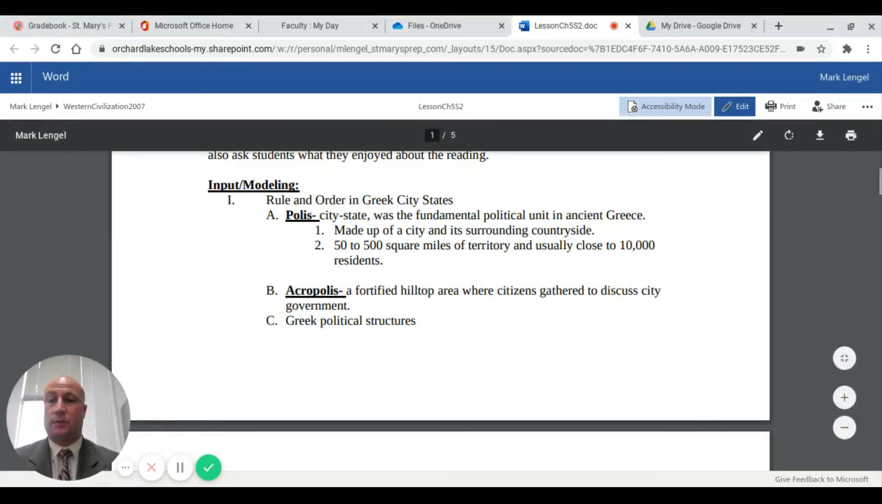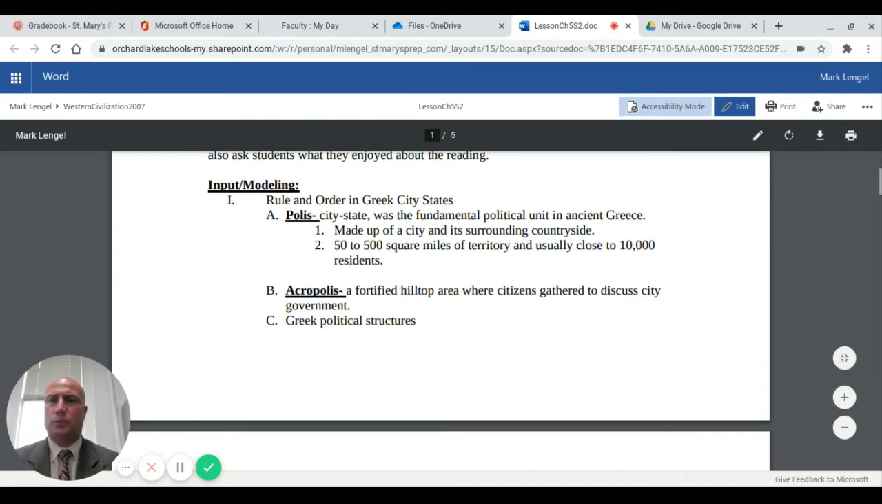Today we're going to continue our look into Greece with Chapter 5, Section 2, which is going to talk about how the Greek city-states of Athens and Sparta were made up and how eventually they went to war. And then at the end of the section, it also talks about the Persian Wars, which is where the Greeks were invaded by the ancient Persians.